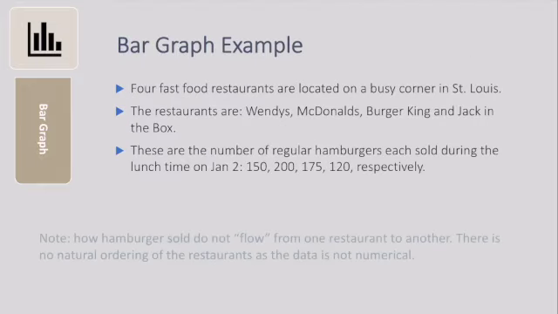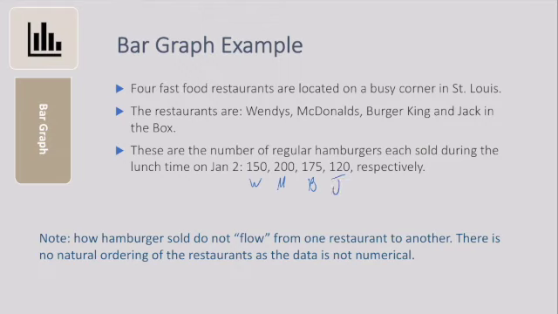So here's a bar graph example. Four fast food restaurants are located on a busy corner in St. Louis. The restaurants are Wendy's, McDonald's, Burger King, and Jack in the Box. These are the number of regular hamburgers each sold during lunchtime on January 2nd: 150, 200, 175 and 120 respectively. That means we had Wendy's, McDonald's, Burger King, and Jack in the Box.